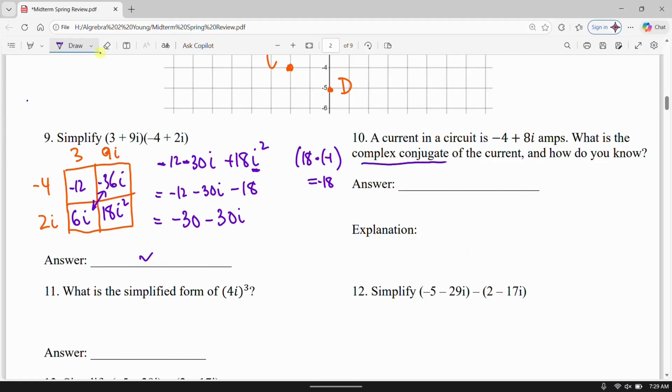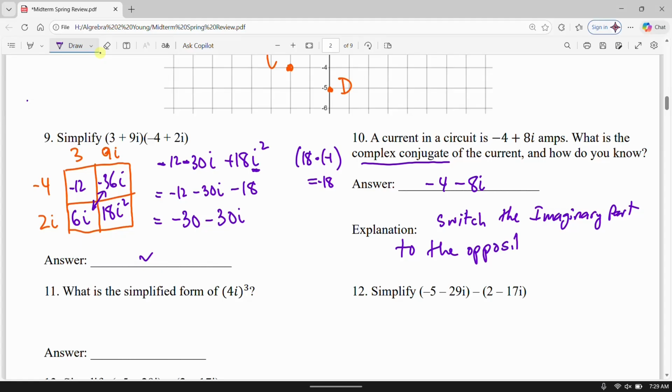The conjugate, you just have to switch this imaginary to the opposite side. So that's it. Okay. So again, the switch. What you do, you're going to switch the imaginary part to the opposite side. That's all you have to do.